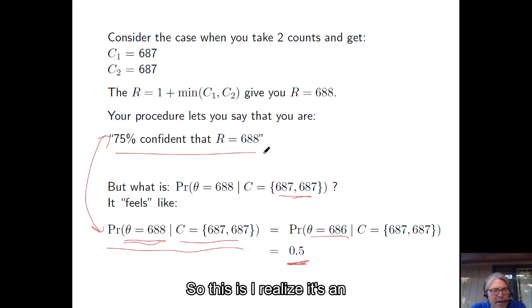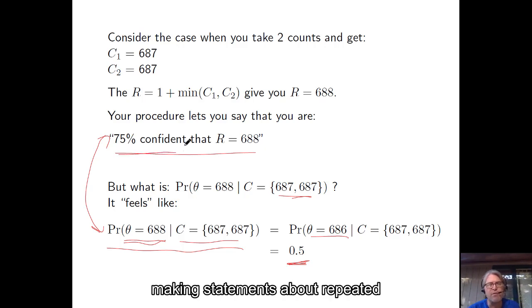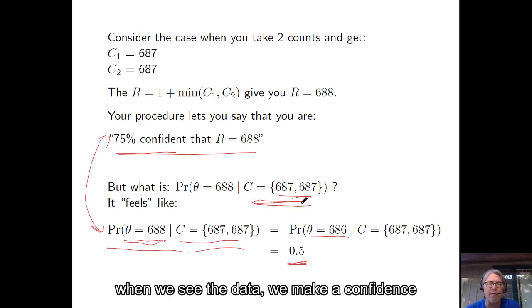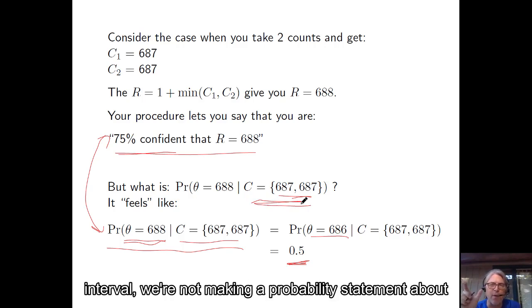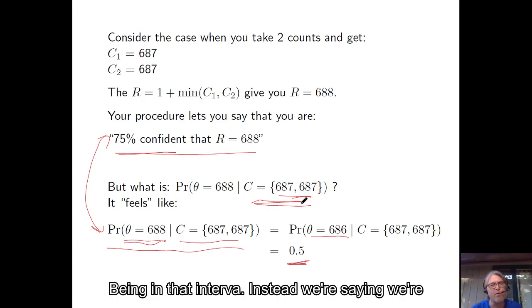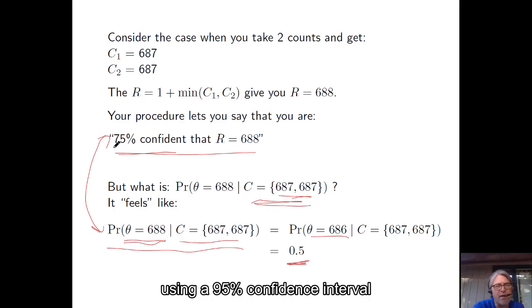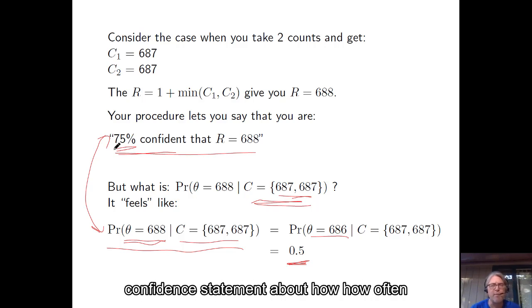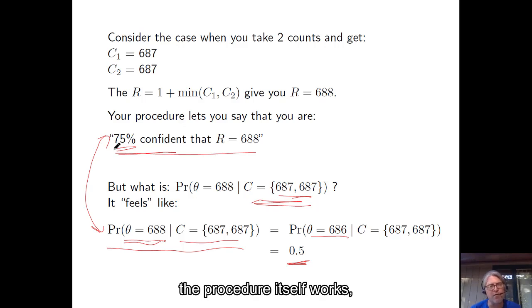I realize this is an abstract example, but the important thing to realize is that these confidence procedures are making statements about repeated trials. If you conducted the experiment many, many times, you're confident in the procedure itself. You know that this procedure will work 75% of the time. It's not talking about after you've actually seen the data. And so that's why when we see the data and we make a confidence interval, we're not making a probability statement about the truth being in that interval. Instead, we're using a 95% confidence interval or a 75% confidence statement in this case. And that's a confidence statement about how often the procedure itself works.